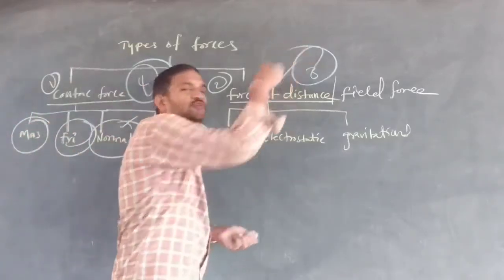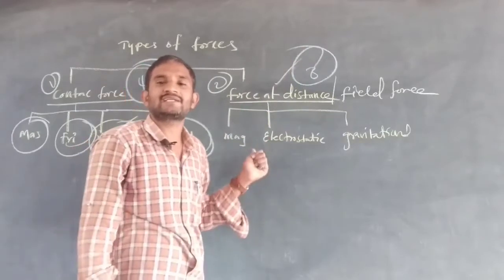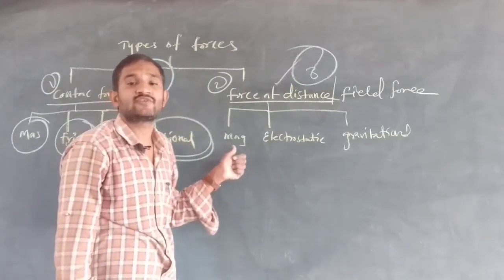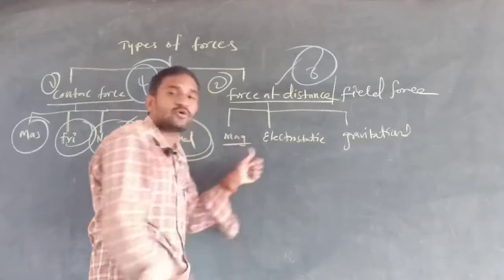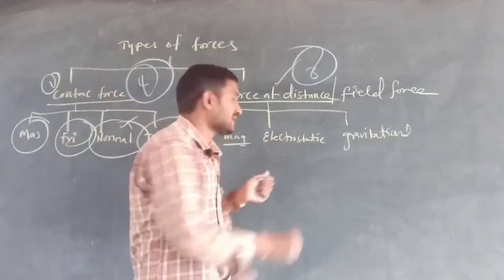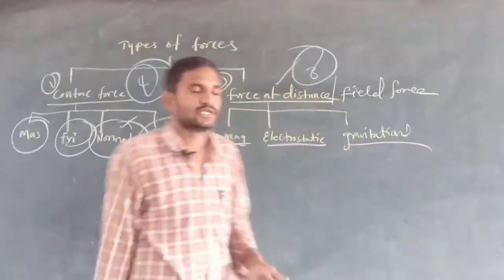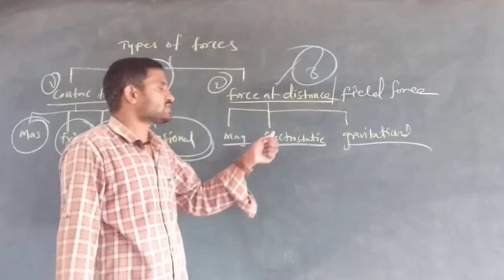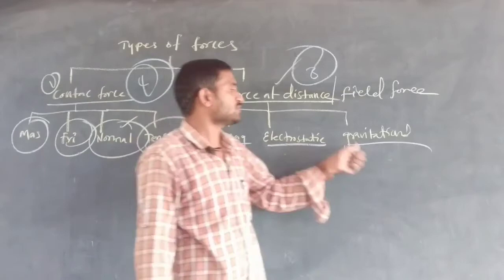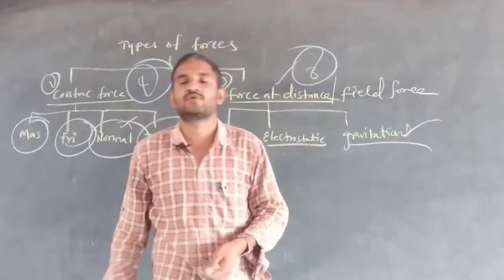Along with that, the force at a distance is again classified into three categories. The first is magnetic force, the second is electrostatic force, and the third is gravitational force.